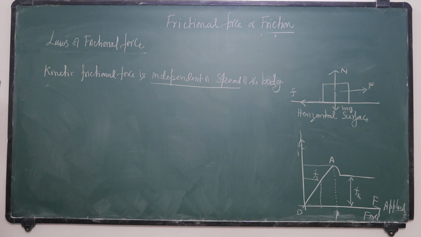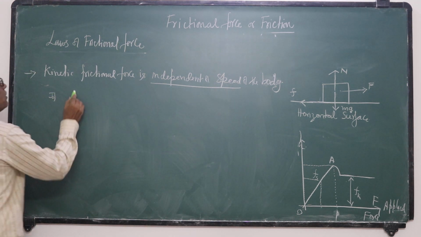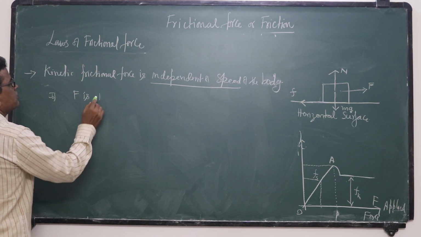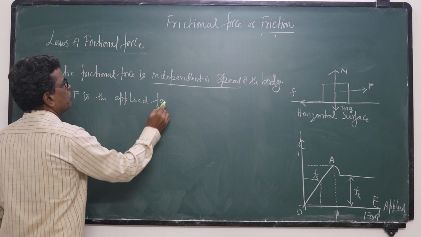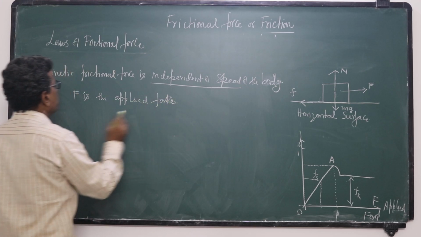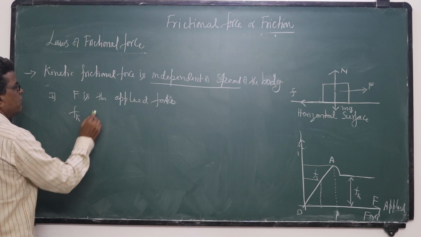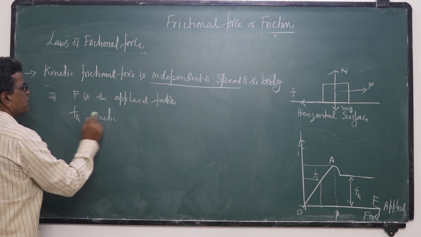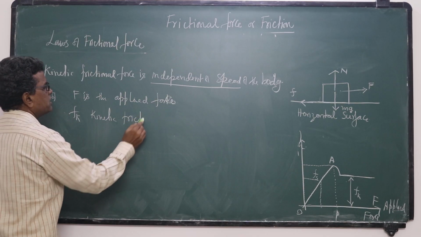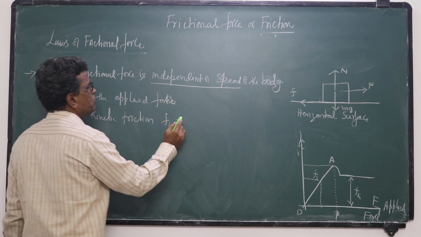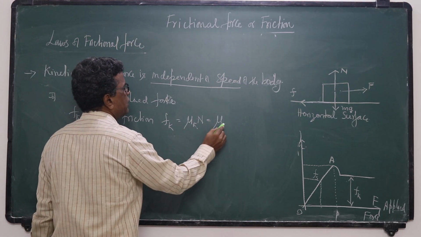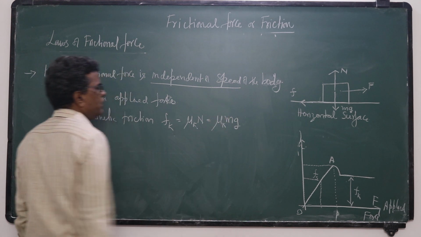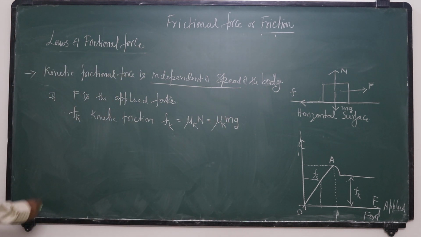So if F is the applied force, Fk is the kinetic frictional force, kinetic friction, it is given by Fk is equal to mu k into N, that is mu k into mg. So that is the value.